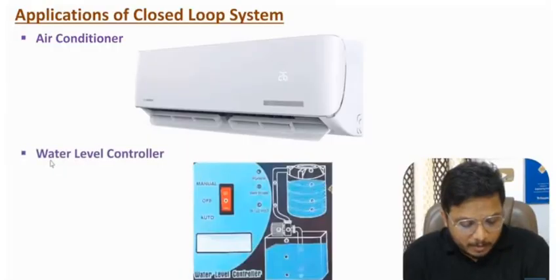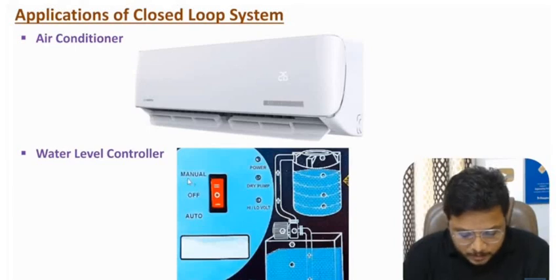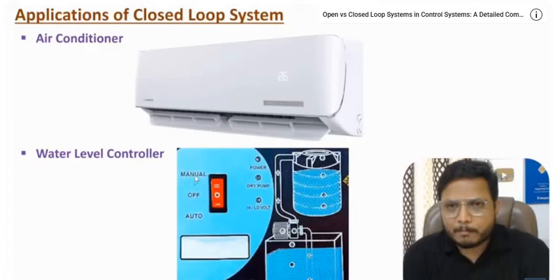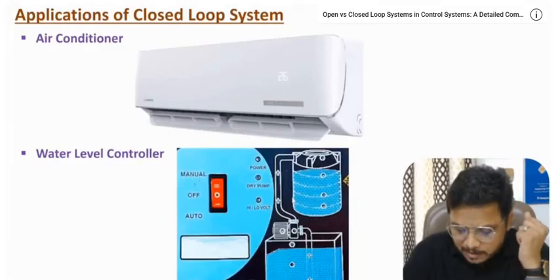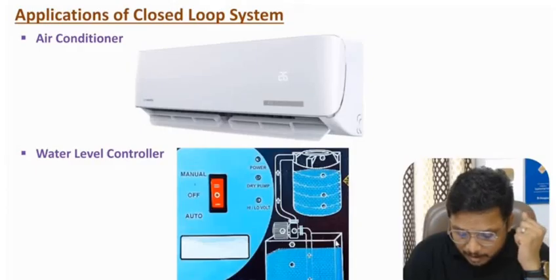See, one more example is the water level controller. Here we have two different modes, manual and auto. In manual mode, you can fill this tank manually. See, here we have a tank and here we have a reservoir.